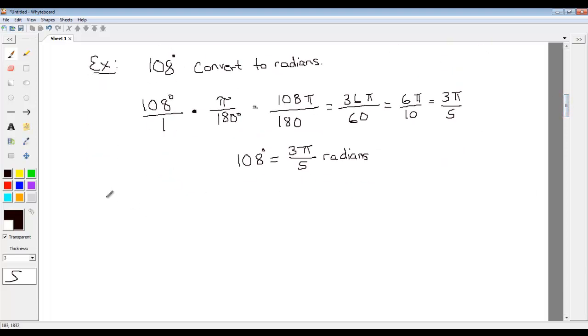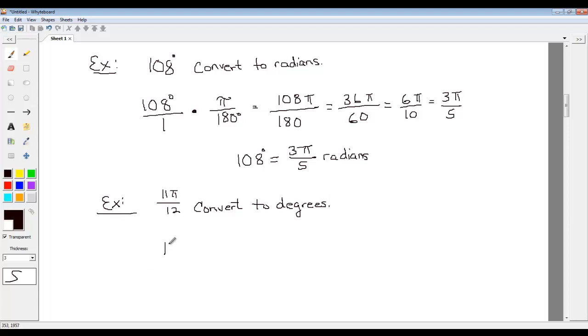Or if you want to go the other direction, let's say you want to convert radians to degrees. Let's say you have something like 11 pi over 12 radians you want to convert to degrees. Now remember, radians, you don't have to say radians because it's a pure number. So let's convert to degrees.